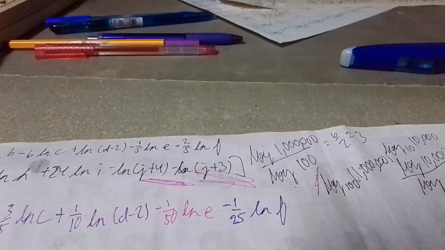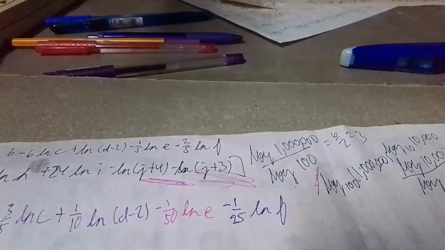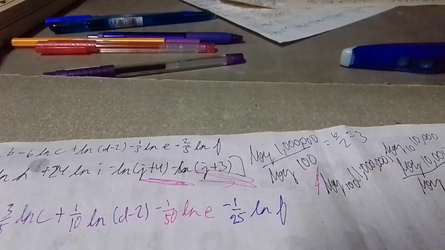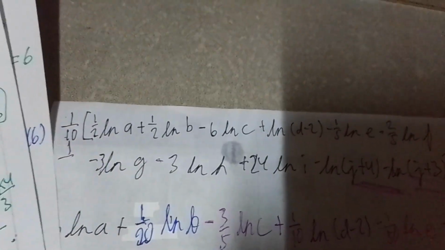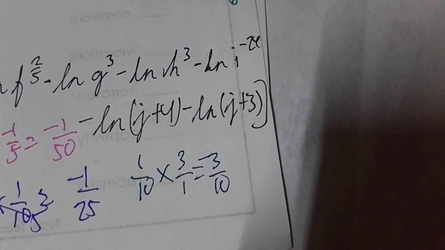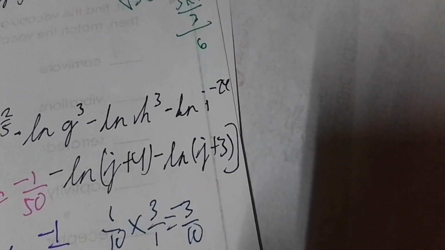Are we done? Nope, we still got a lot of work to do. What about the letter G? Because until J. So minus 3 ln of G. Pero we're gonna have to multiply it by 1/10. So 1/10 times 3, that becomes 3/10. Negative 3 tenths of G. Ln of G.